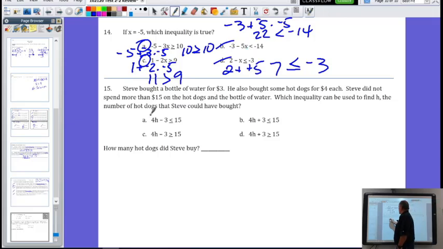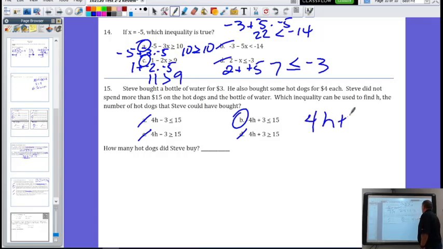So these two, because they're minuses, they don't work because we had to buy things. So it's going to be one of these two. $4 hot dogs plus $3 is less than 15. $4 hot dogs plus $3 is greater than 15. Well, we know he spent no more than 15, so it's got to be this one. Okay, now, how many did he buy? So that means we have to solve it.